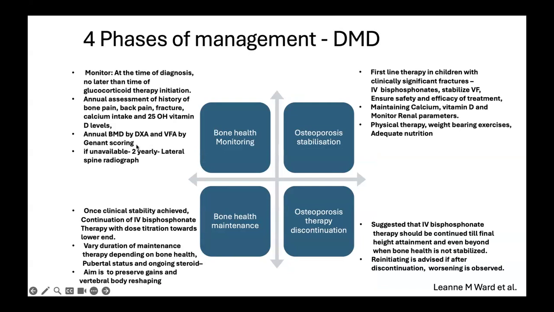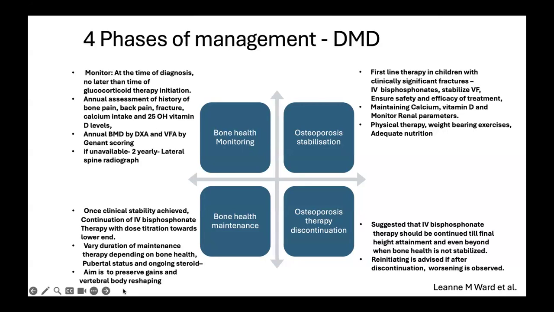In addition to this, a detailed history about the bone health is taken, which involves bone pain, back pain, any fracture induced by low trauma, and a detailed history about intake of calcium and vitamin D medications. Vitamin D levels are tested in these children at least annually. And if the bone mineral density scan is not available, at least a 2-yearly lateral spine radiograph to look for any vertebral fractures is an important part of monitoring for bone health.